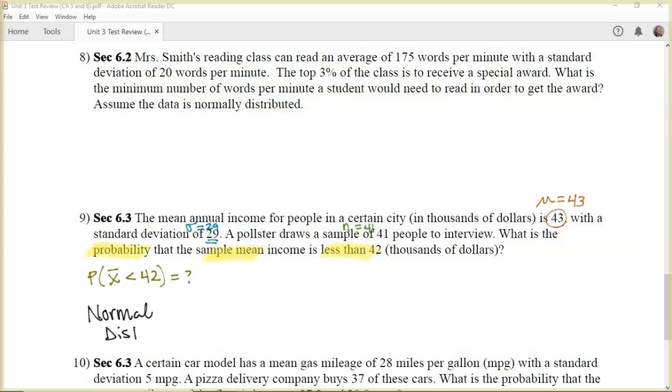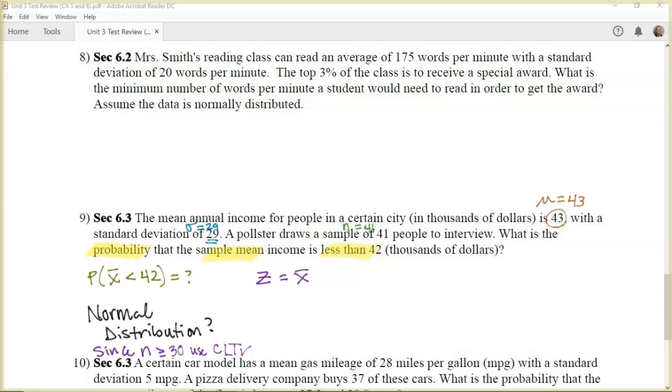How do we know? Because the only way we can find probability so far from a continuous distribution is using table E, which is for normal distribution. How do we determine if a distribution is approximately normal for a sampling distribution? Well, we look at the sample size. Since the sample size is greater than or equal to 30, because it was 41, that means we can assume that the distribution is normal by the central limit theorem. It's approaching normality because the sample size is large enough.